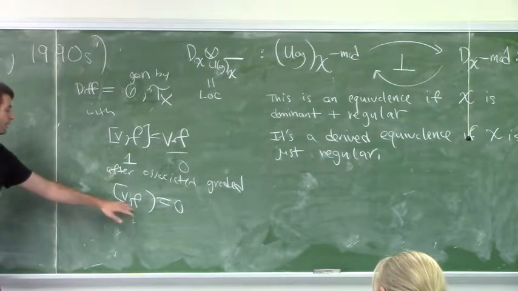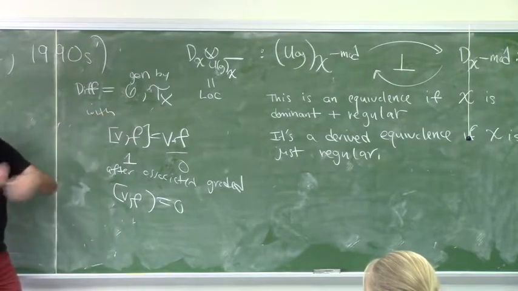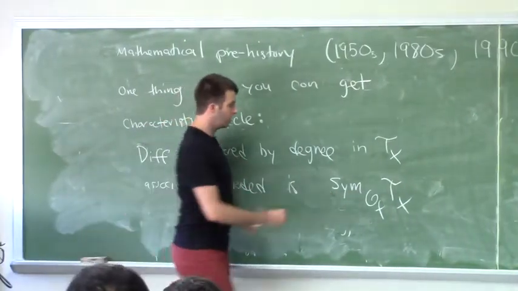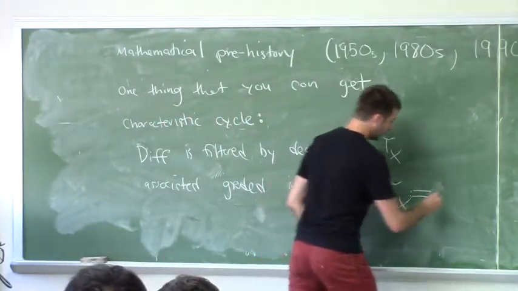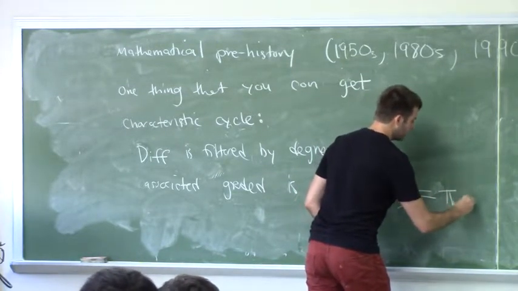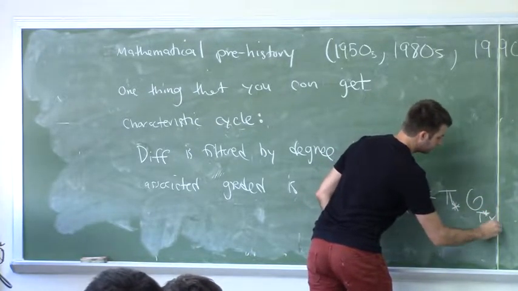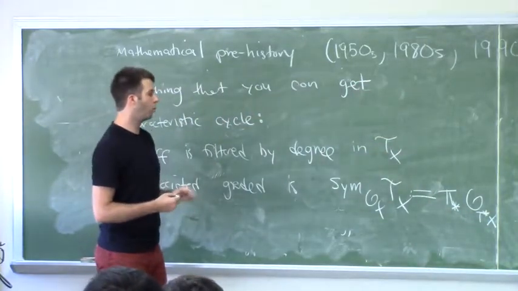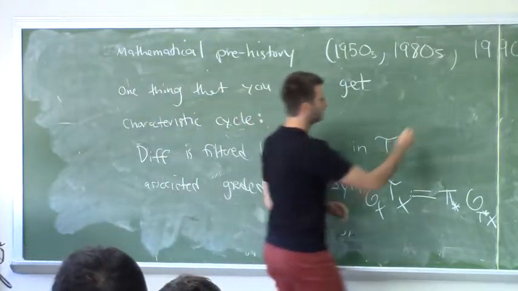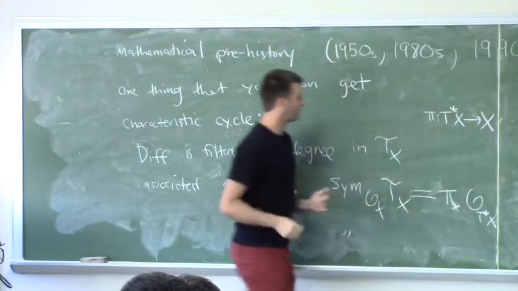And so now you have an algebra that's generated by vector fields and functions, except they commute with one another. So this is just the definition of the symmetric algebra. Another way of thinking of this same thing is that this is pi star of the structure sheaf of the cotangent bundle, where pi is just the map from the cotangent bundle of X to X.